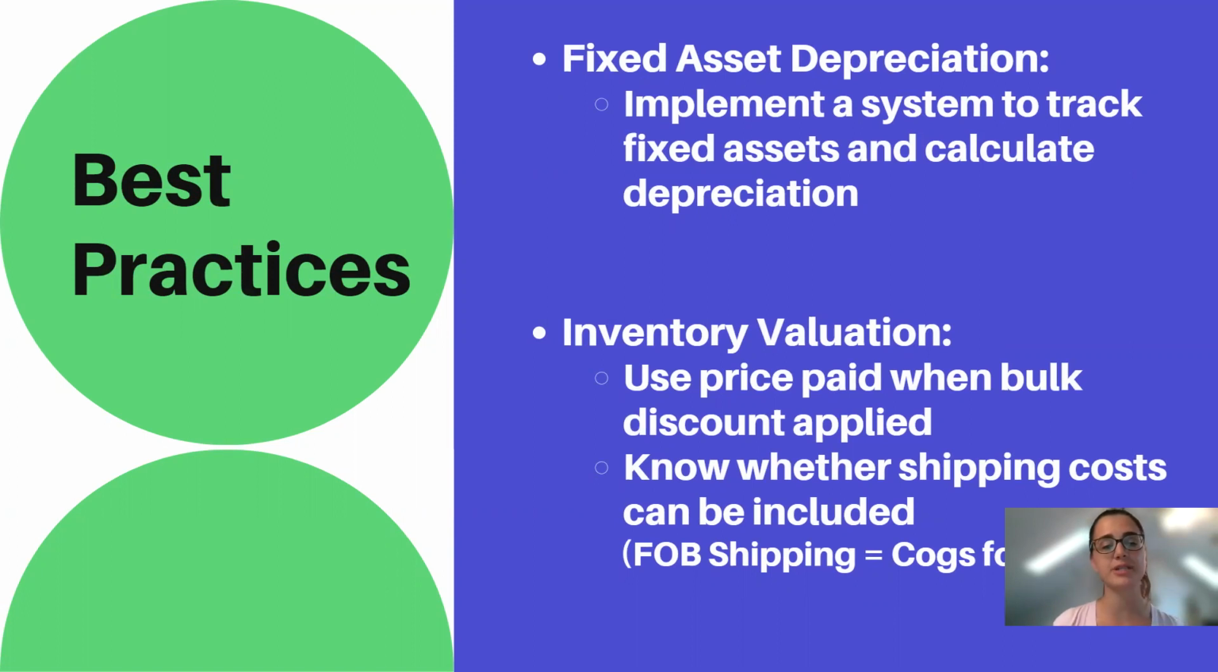And I've got 2 tips on inventory valuation here. First of all, you're going to use the price paid when you, for example, get a bulk discount. And you're going to need to look at your shipping terms to determine whether you can include those shipping costs in your inventory. So if you're freight on board shipping as your terms, then that's COGS for the buyer, those shipping costs, because the buyer is assuming the risk. FOB destination is COGS for the seller.